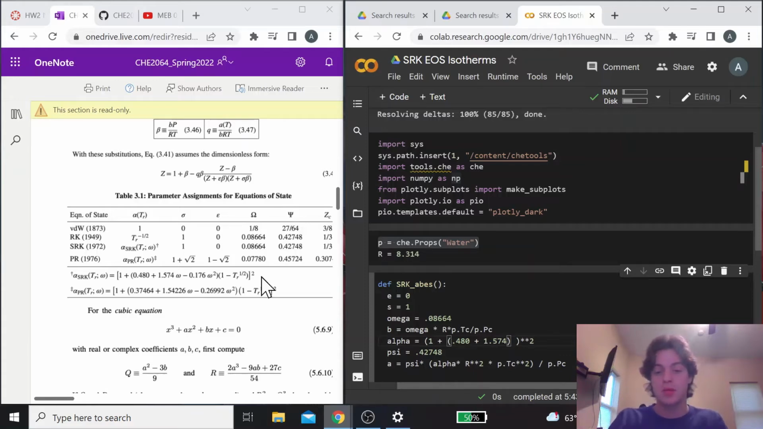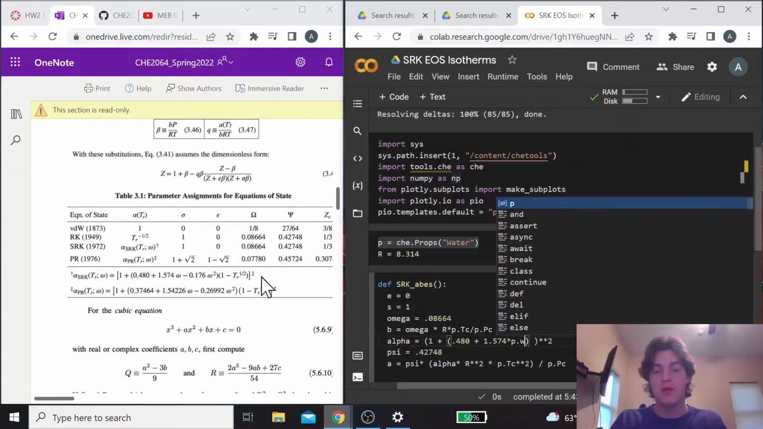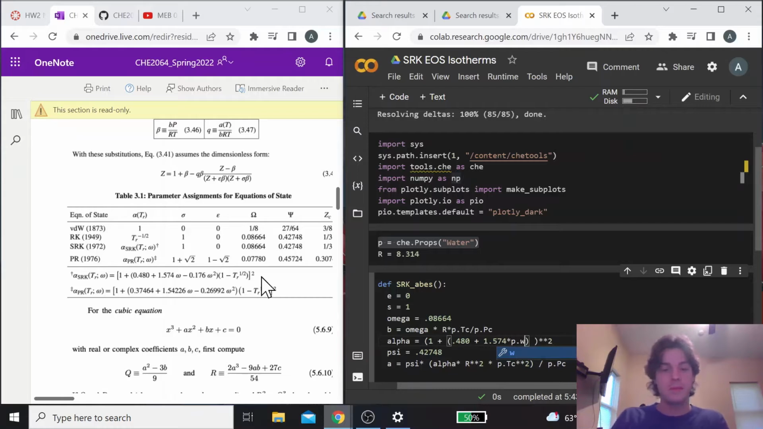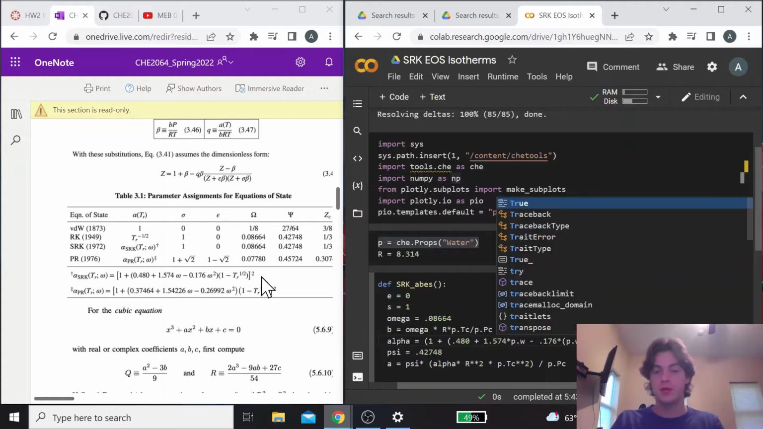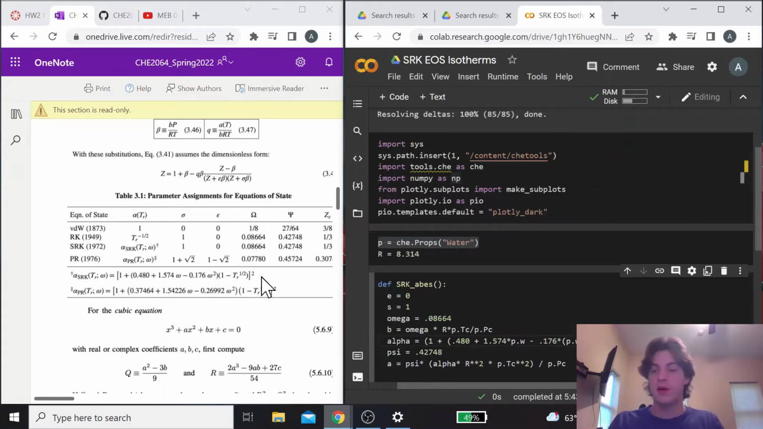So that will just be times P dot W for omega, minus 0.176 times omega squared. And then this will be times 1 minus the reduced temperature to the 1/2. So we have everything except the reduced temperature.